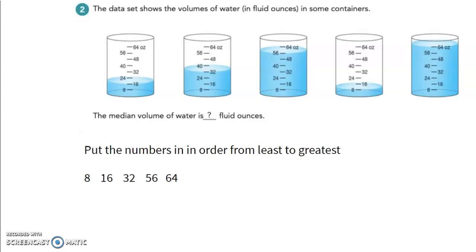This is a relatively small set to make it an easy example, so most of you can see right away what's in the middle. But let's practice what we would do in case we had a larger set of numbers. Most people like to cross out one from each end until they get to the middle. So for example, we cross out the 8 and the 64, we cross out the 16 and the 56, and that leaves us with our middle number, 32. 32 is the median of this data set.